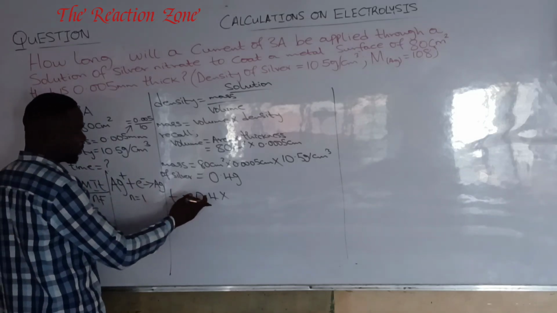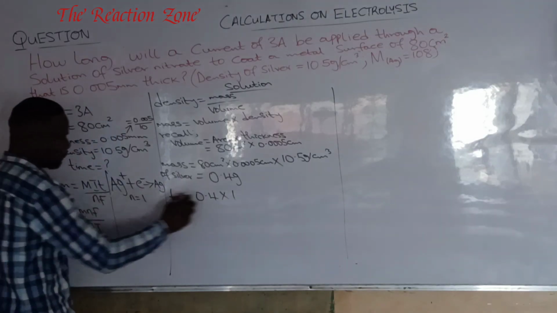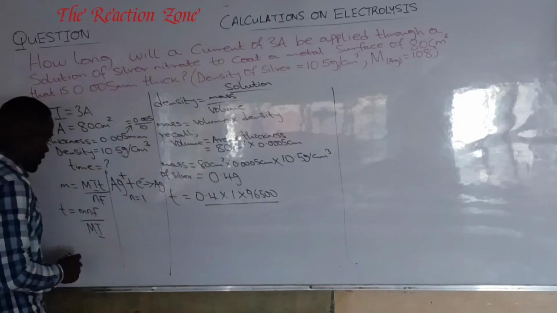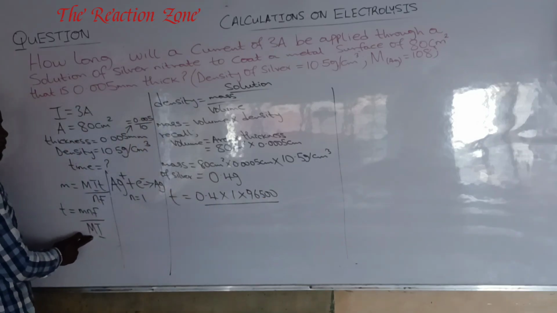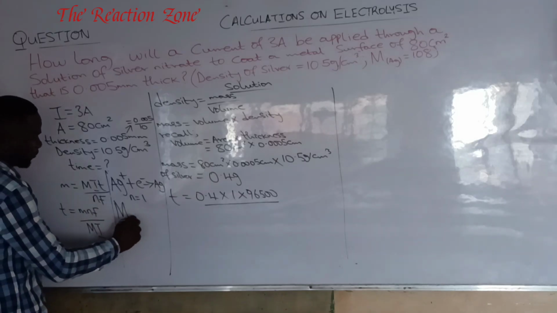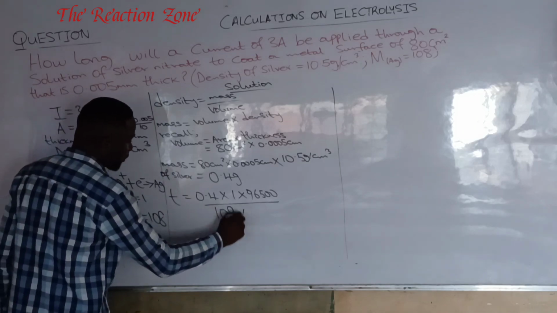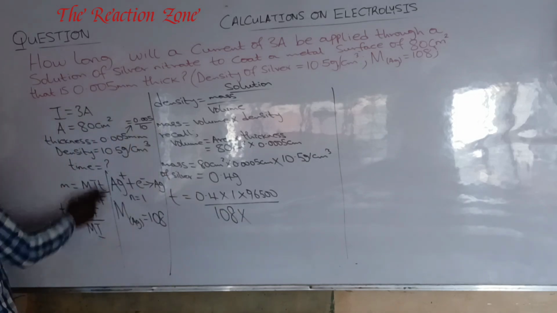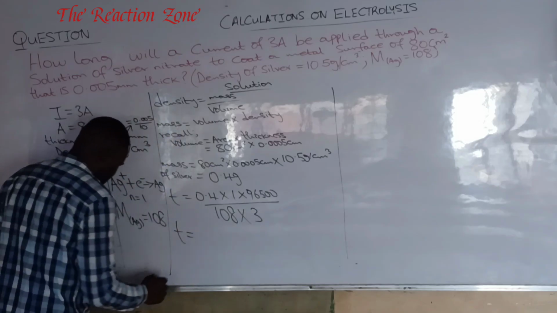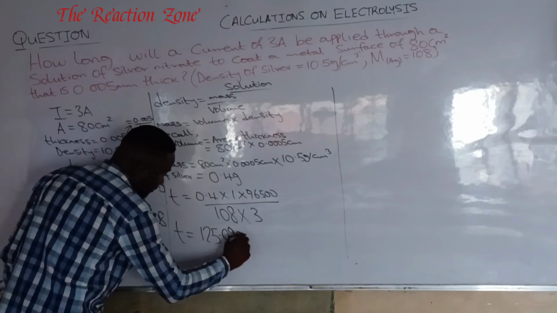So T is going to be 0.4 times 1. 1 is the value of n. Then F is 96,500 divided by capital N here represents the atomic mass of silver. And the atomic mass of silver, according to the question, is 108 multiplied by the current. Current is 3. And that is this. And when this is solved, it's going to give us a value of 125.09 seconds.